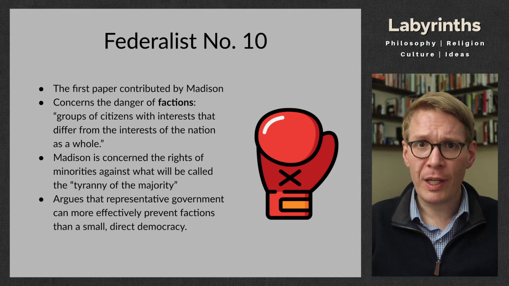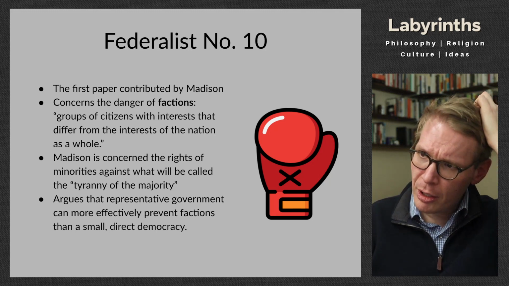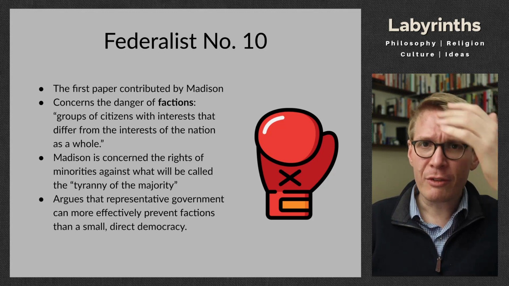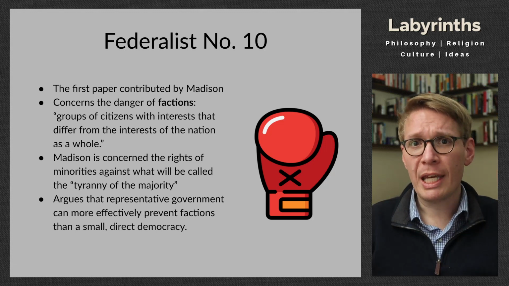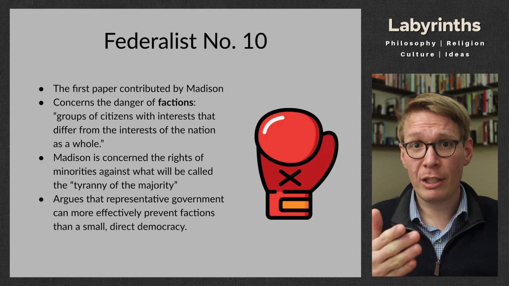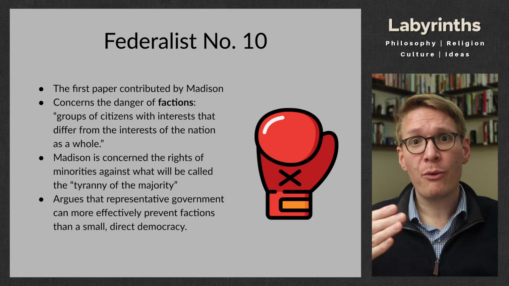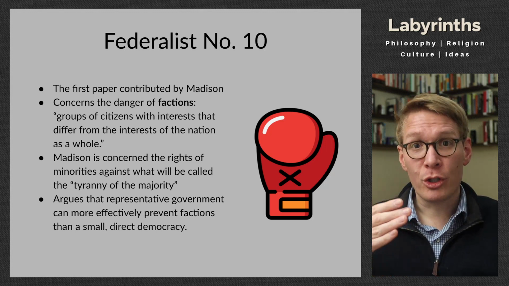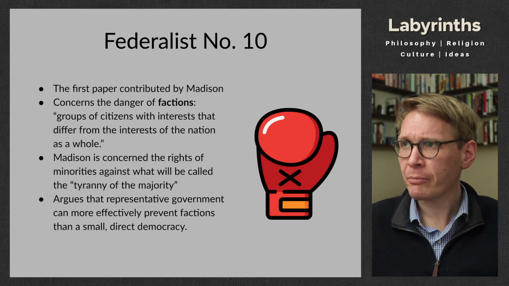He's worried that in a federal government, or in a country like the United States at all, minority groups would be silenced, and the majority will would carry the day in all cases. So he's making the argument here that representative democracy, such as is outlined in the US Constitution, is actually better able to prevent factions. It's better able to control the tyranny of the majority so that minority interests will be duly represented at the federal level.